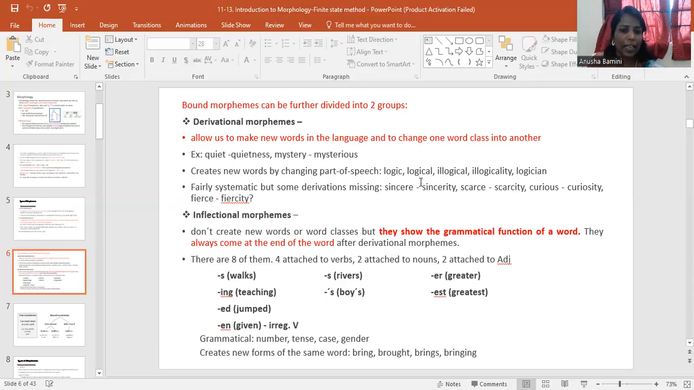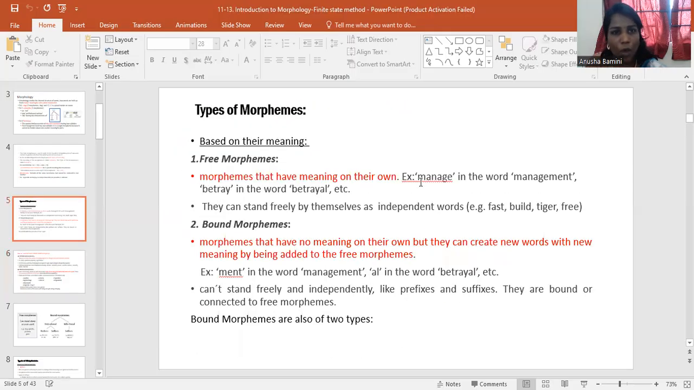Let us consider an example, walk. I add s at the end, and it becomes walks. The meaning and the function both vary. Then boy, which mentions a single boy. When I add s at the end, it is boys, a group of boys. The entire function of the word is different. Some other examples given are river, greater, jumped, etc. So these are the two types of bound morpheme.